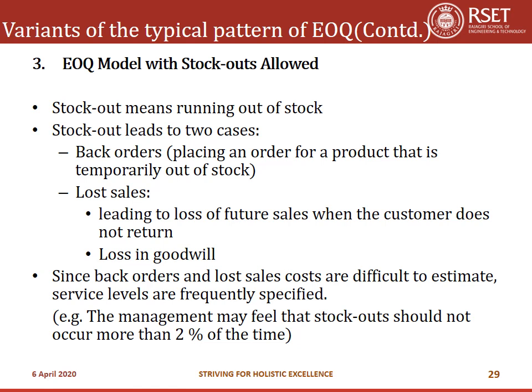Since back orders and lost sales are difficult to estimate, service levels have to be frequently specified. So when you're fixing your economic order quantity, you have to keep in mind that stock outs should not occur, or the management may feel that stock outs should not occur more than 2% of the time.